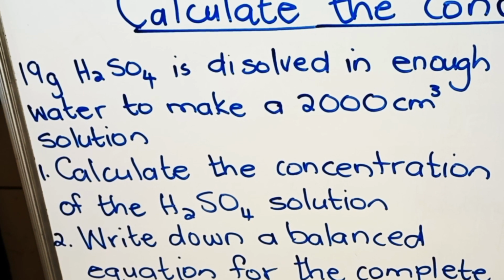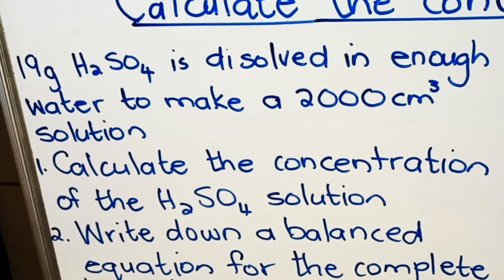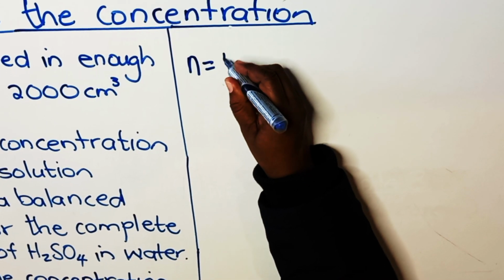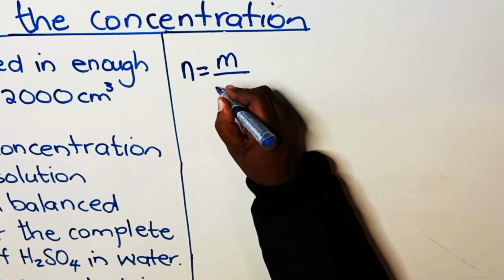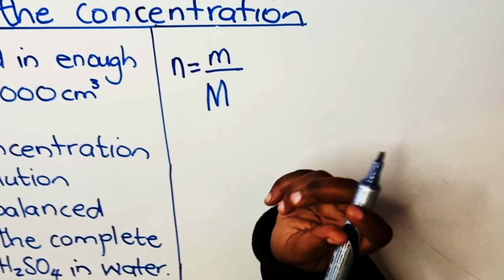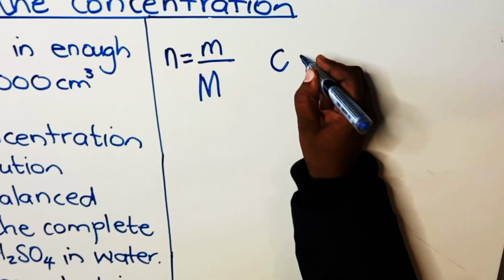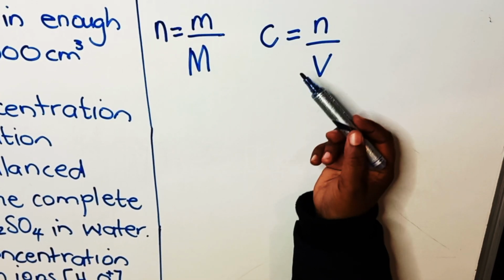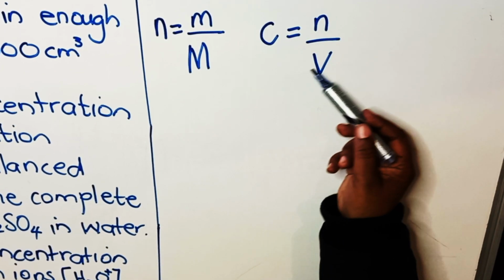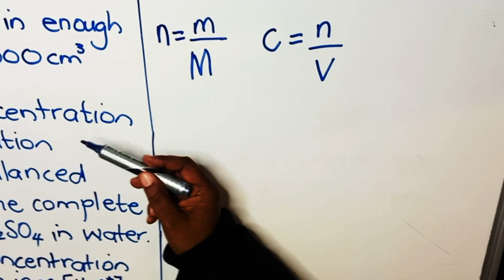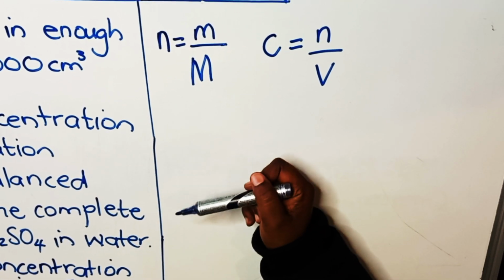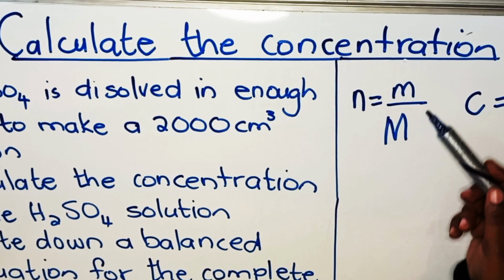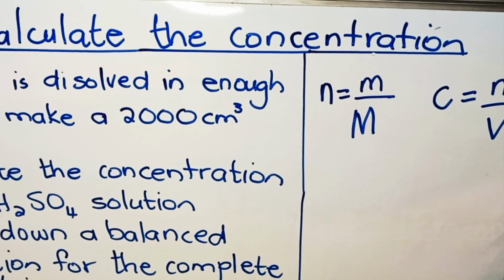Okay, the first thing that you must look for, you remember in the lower grade that number of moles is equals to mass over molar mass. But the formula for concentration is equals to number of moles per volume. But you can't use this formula to calculate concentration in this question because you are given grams, not number of moles. So you have to use this formula first before you can use this one.